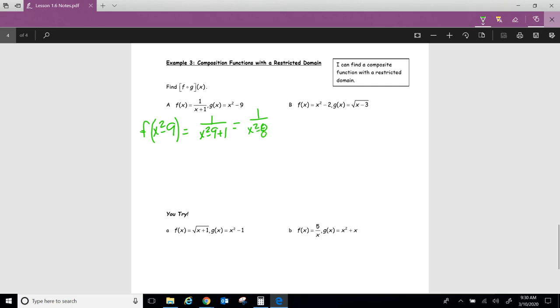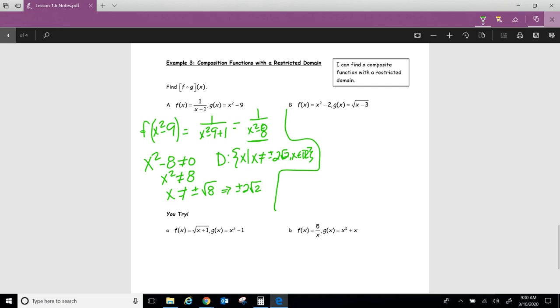Now, when we want to find the domain of this guy, remember the denominator can't be 0 for a fraction. So x squared minus 8 can't be 0. X squared then can't be, moving that 8 over makes it positive, 8. And so x can't be plus or minus the square root of 8, which is the same thing if we simplify it as 2 square root 2. So my domain for this one is going to be all real numbers, all x's, such that x is not plus or minus 2 square root 2, but x is an element of all real numbers.